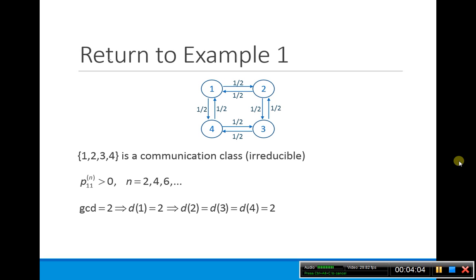So going back to example 1, what that means is we don't have to walk through this example for 2, 3, and 4. We already know that all of their periods are also 2 because they are in the same communication class as 1.